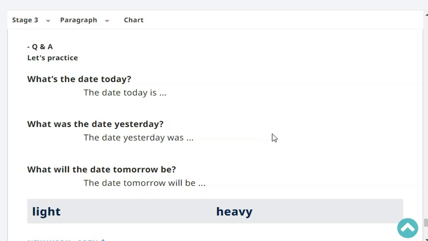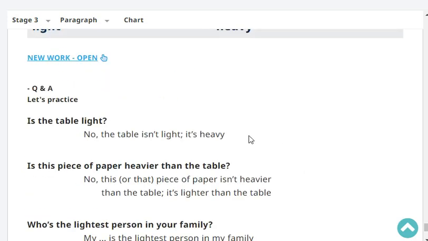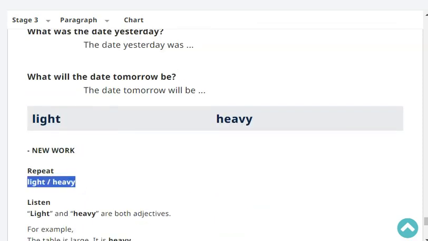Very good. What will the date tomorrow be? The date tomorrow will be the 3rd of August, 2023. Or also 2023 is correct. Very good. Next, repeat. Light. Light. Heavy.